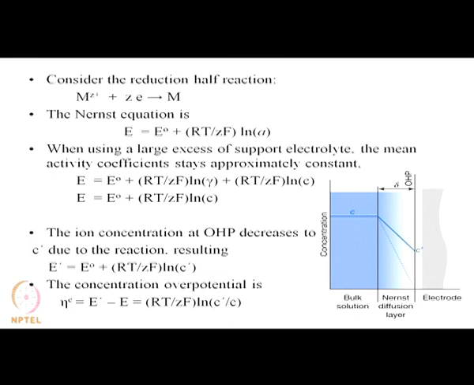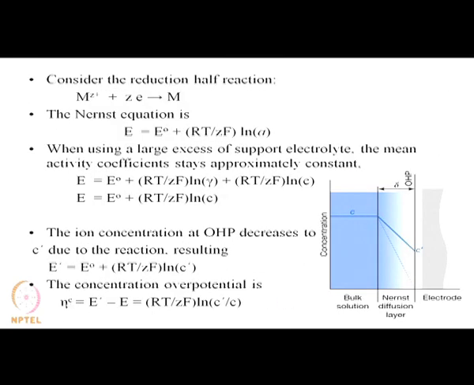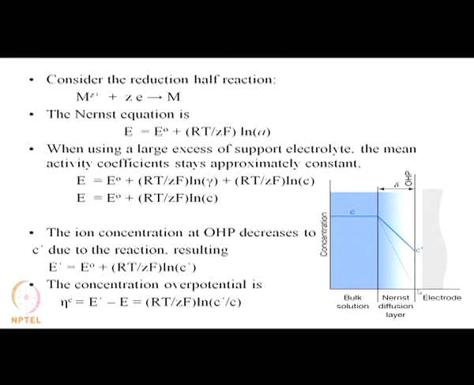Okay. So, therefore, this is the overpotential that can be calculated in this way. Next is the thickness of the Nernst diffusion layer. And this is your Nernst diffusion layer. This is your bulk solution. This is your electrode.